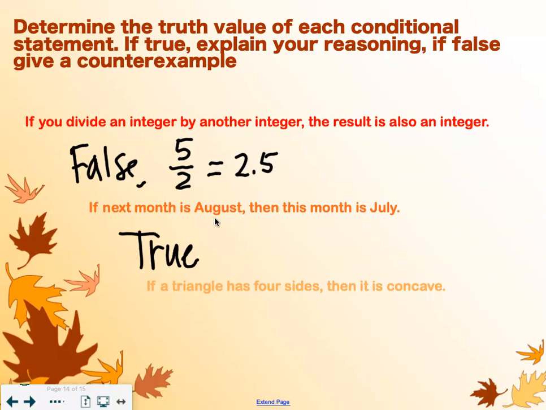If a triangle has 4 sides, then it's concave. Not a triangle. So does a triangle have 4 sides? So that was the thing it was talking about. Since the first part's false, it makes it automatically true. I know it's weird, you guys.